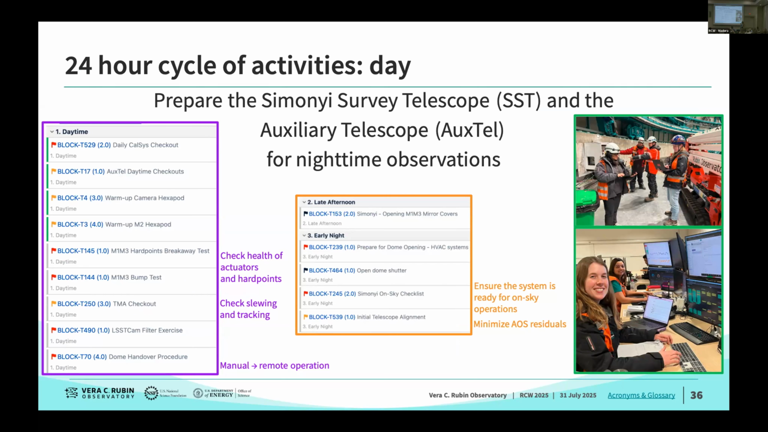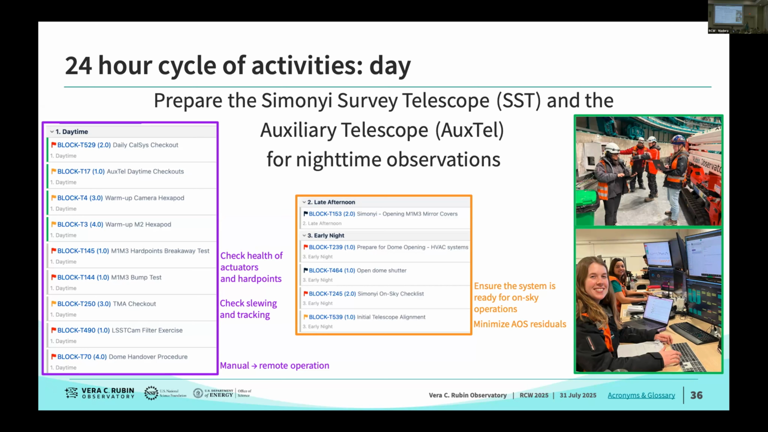So for example, once the observing specialists start at 10 a.m. each day, we're in close contact with the other teams at the summit, such as the mechanical engineering team and the electronics team, so that we can coordinate when it's safe to start our responsibilities. For example, we want to check the health of the actuators and the hard points that support the M1, M3 mirror system. We also want to do a checkout of the telescope mount assembly to check that the slewing and tracking are working as anticipated.